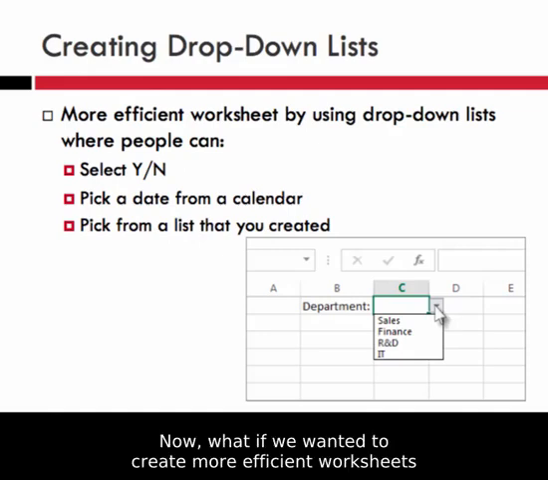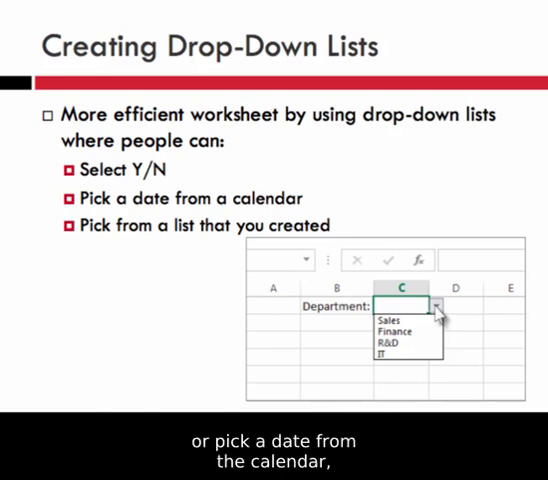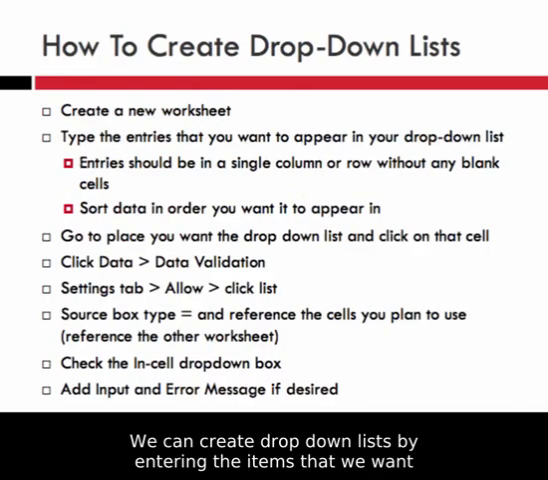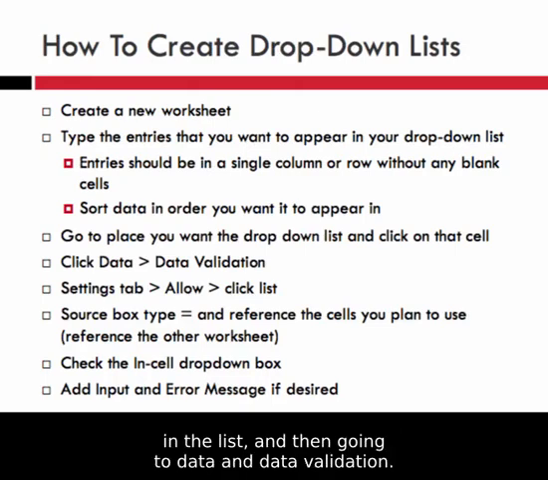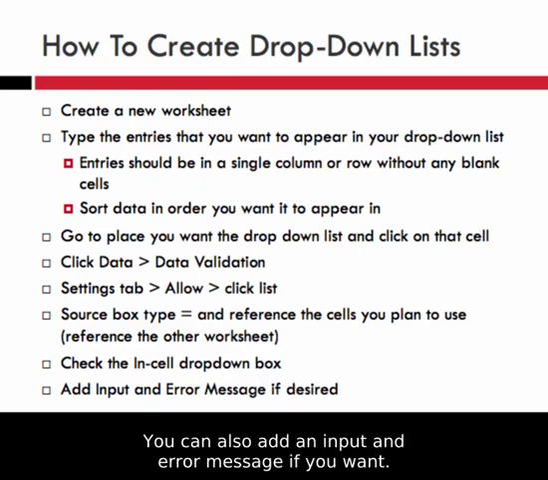Now, what if we wanted to create more efficient worksheets that had drop-down lists where people could select yes or no, or pick a date from a calendar, or pick from a list that you created? We can create drop-down lists by entering the items that we want in the list and then going to Data and Data Validation. In the Settings tab, we allow List, and in the Source Box, we will reference the cells that we want in that list. Be sure to check the In Cell drop-down box. You can also add an input and error message if you want.